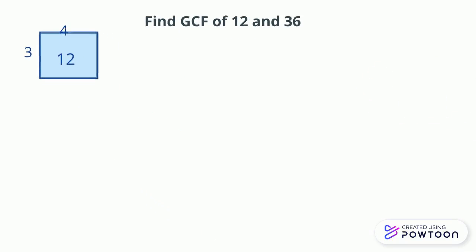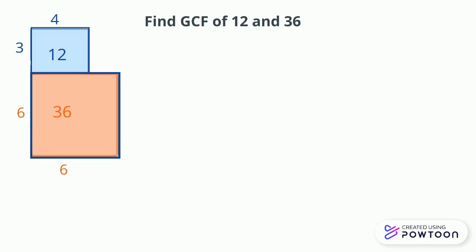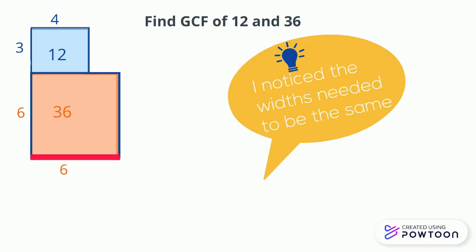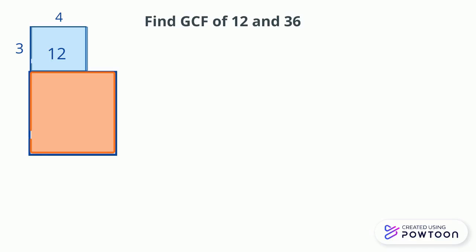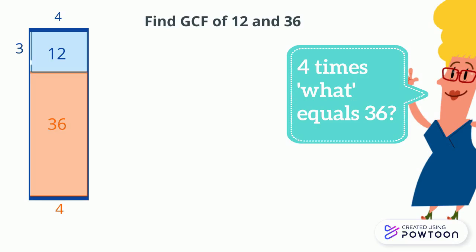When I attempted to put the two rectangles together to form one rectangle, it failed. That's when I realized that the widths of both rectangles needed to be the same. I either had to choose 4 or 6. I chose to go with width 4. So now I had to figure out the height of the rectangle. I asked myself, 4 times what equals 36, and it was 9.